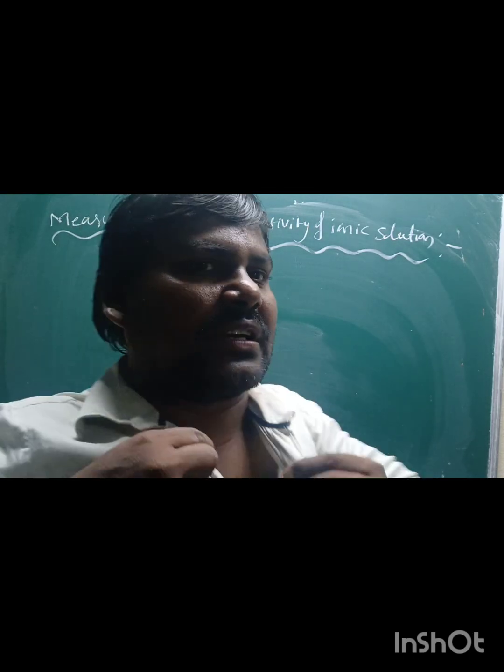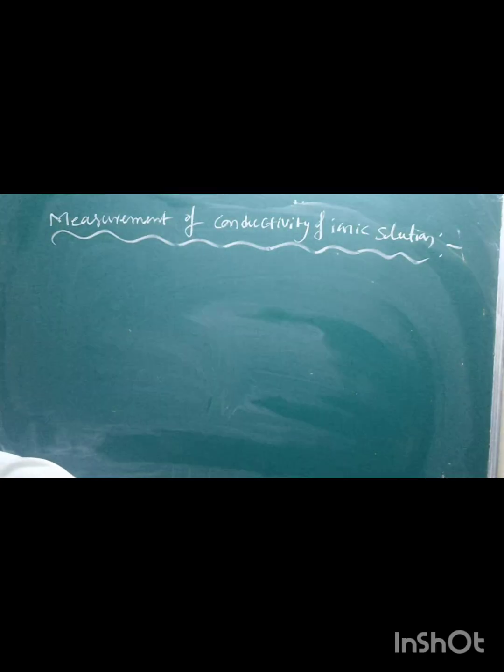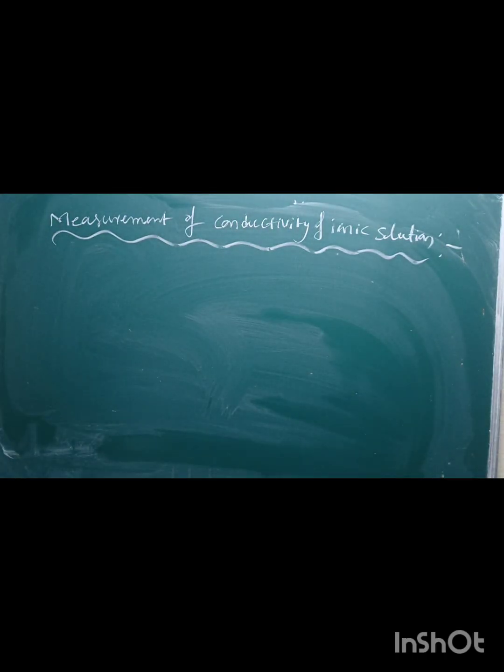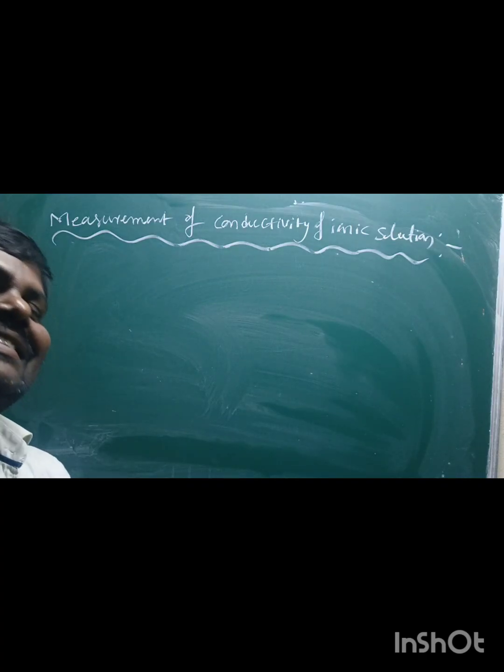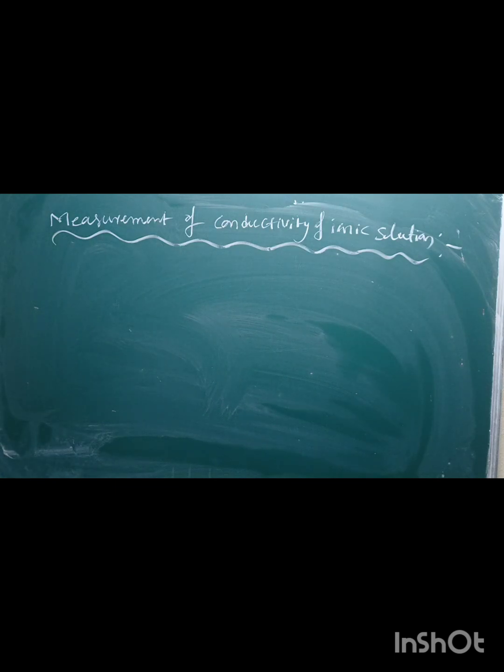We don't know how to calculate the resistance of unknown resistance. How to calculate the unknown resistance by using a Wheatstone bridge? The resistance of ionic solution is measured by using AC. AC means alternating current source of power, and a specially designed vessel is called a conductivity cell.